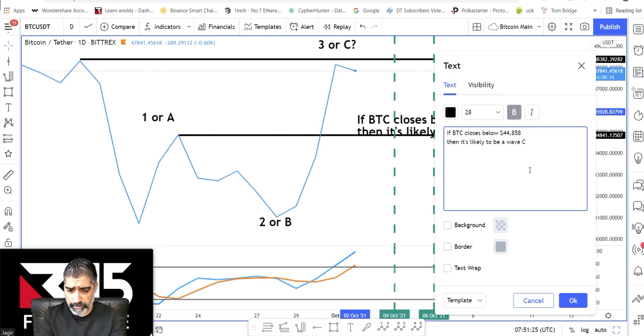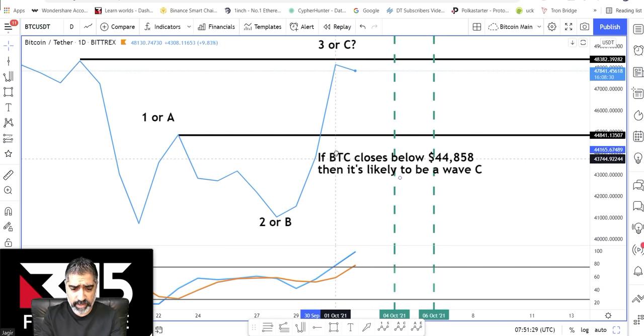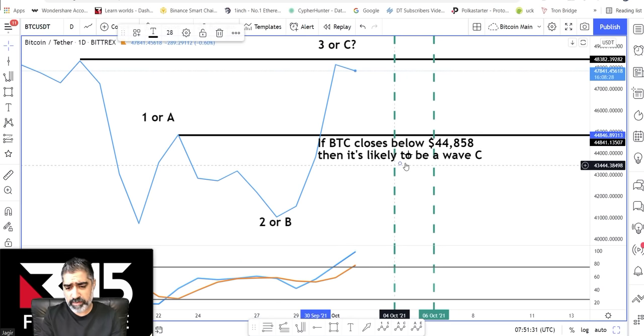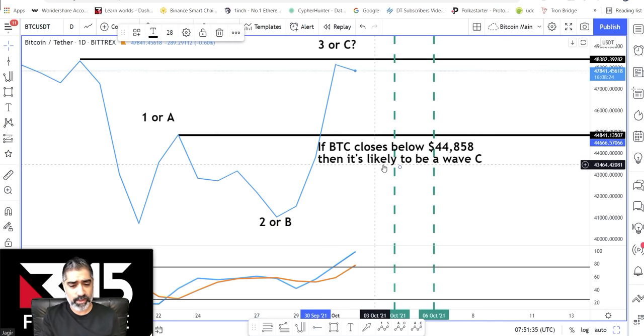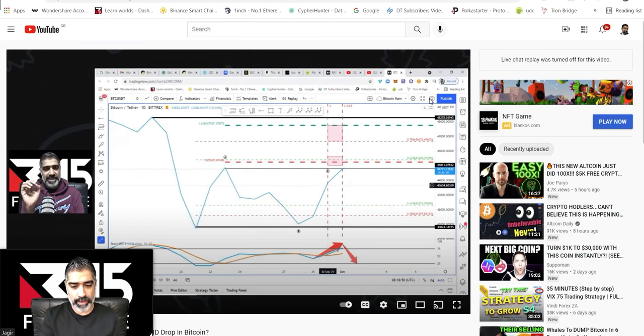Boom, boom. All right, let's keep it like this. So, got it nice and clear. Here we go. If Bitcoin closes below this line, which is 44,858, then it's likely to be a wave C. In fact, I'm probably just going to keep it like that because look, we did our last video and we got it pretty much spot on.